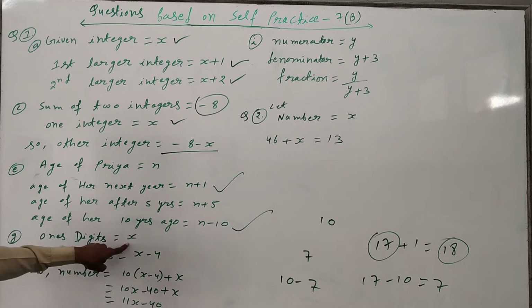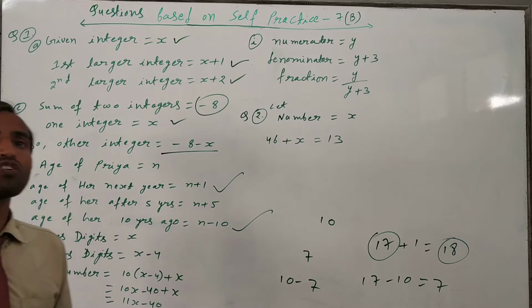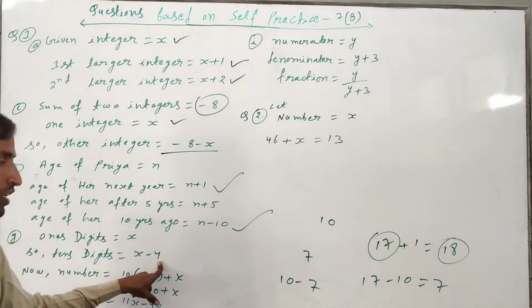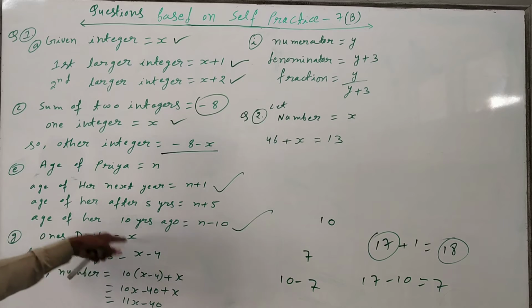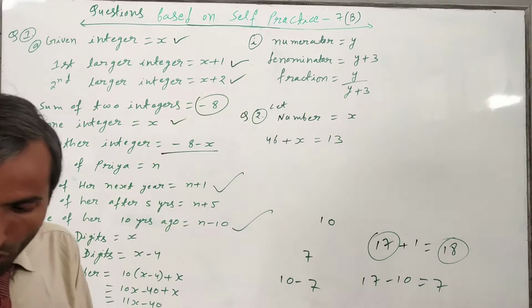The ones digit is given as x, and the tens digit is given as 4 less than the ones digit. So we have to subtract: x minus 4 is the tens digit. Now we have to find the original number. So how do we do this?